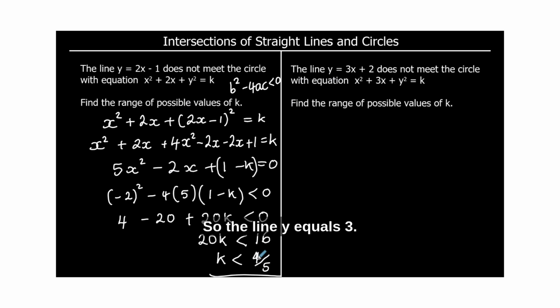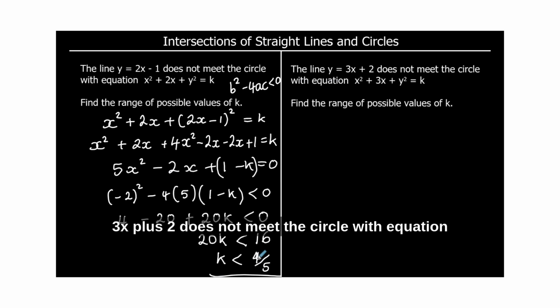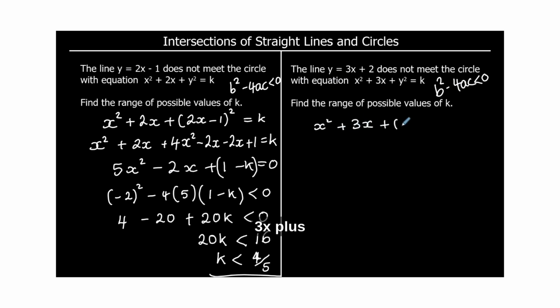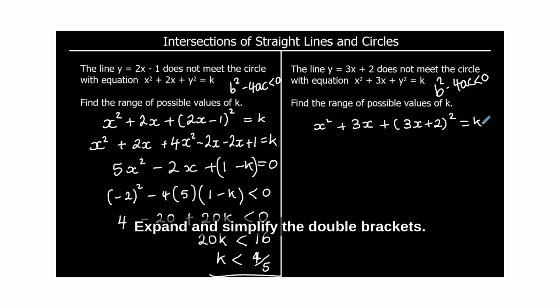So the line y equals 3x plus 2 does not meet the circle with equation x squared plus 3x plus y squared equals k. Find the possible values of k. So it does not meet the circle. So b squared minus 4ac is negative. So to find the intersections, substitute our linear into our circle. So we've got x squared plus 3x plus (3x plus 2) squared equals k. Expand and simplify the double brackets.